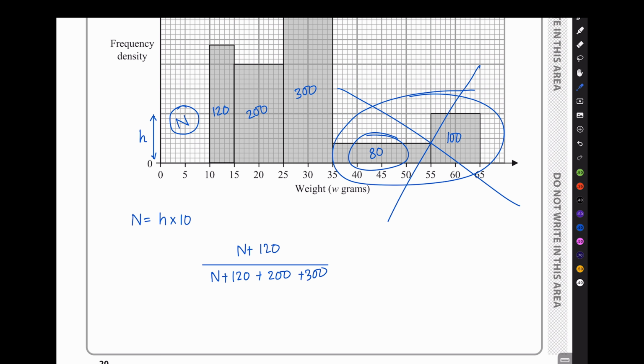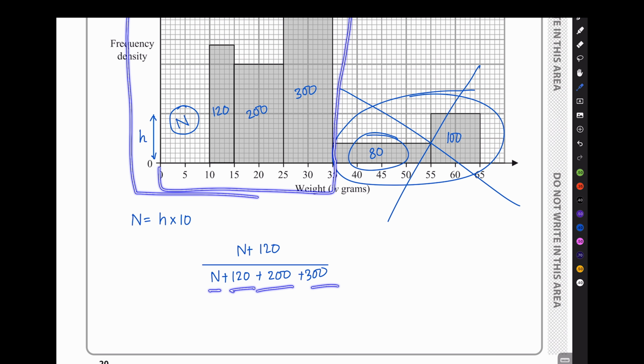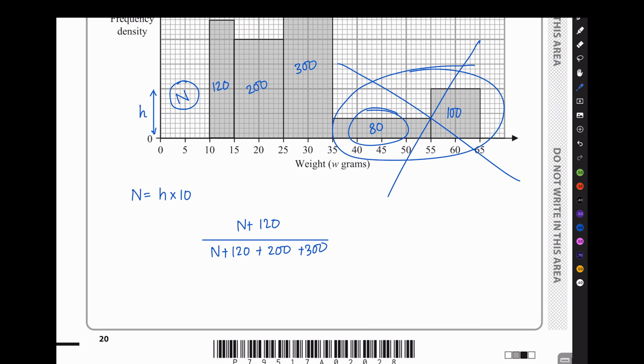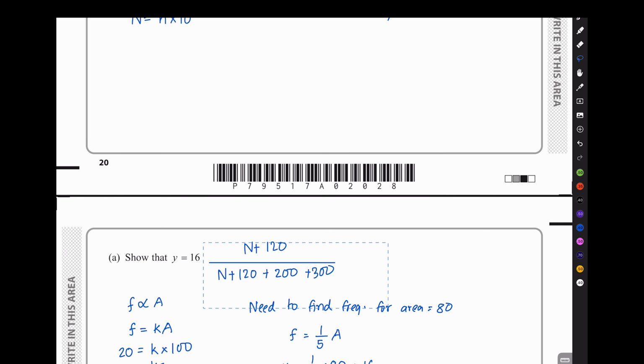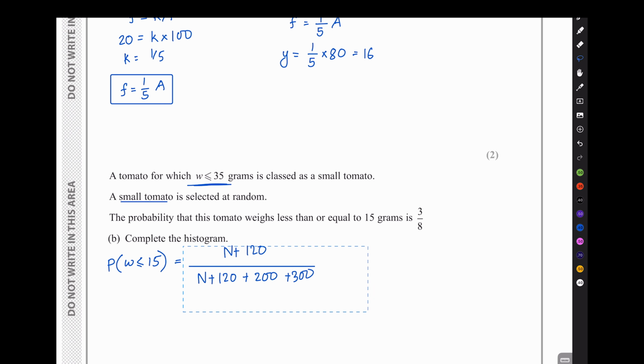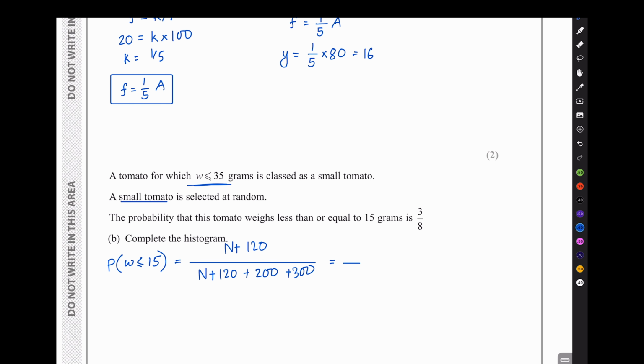At the top it should be n plus 120, because we are trying to find the probability of the weight being less than or equal to 15, so we are only considering the areas n and 120. At the bottom it should be the entire data set: n plus 120 plus 200 plus 300. This is the probability of the weight being less than or equal to 15, and its value is already given, which is 3 over 8.